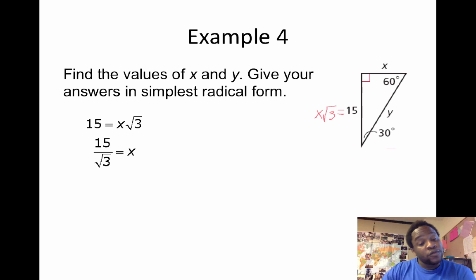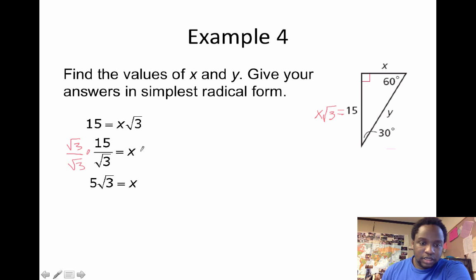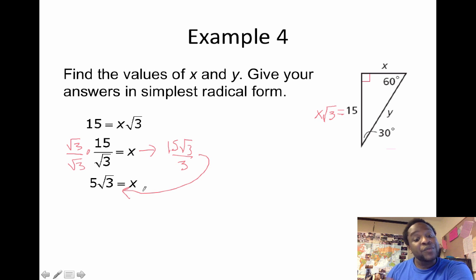So we get 15 over radical 3 equals x, but we have a radical in the denominator, so we'll need to rationalize the denominator by multiplying by a special form of 1, radical 3 over radical 3, and we end up with 5 radical 3. Or if I were to actually do it out, radical 3 over radical 3, then this becomes 15 radical 3 over 3, and 15 over 3 is 5. So we get 5 radical 3.